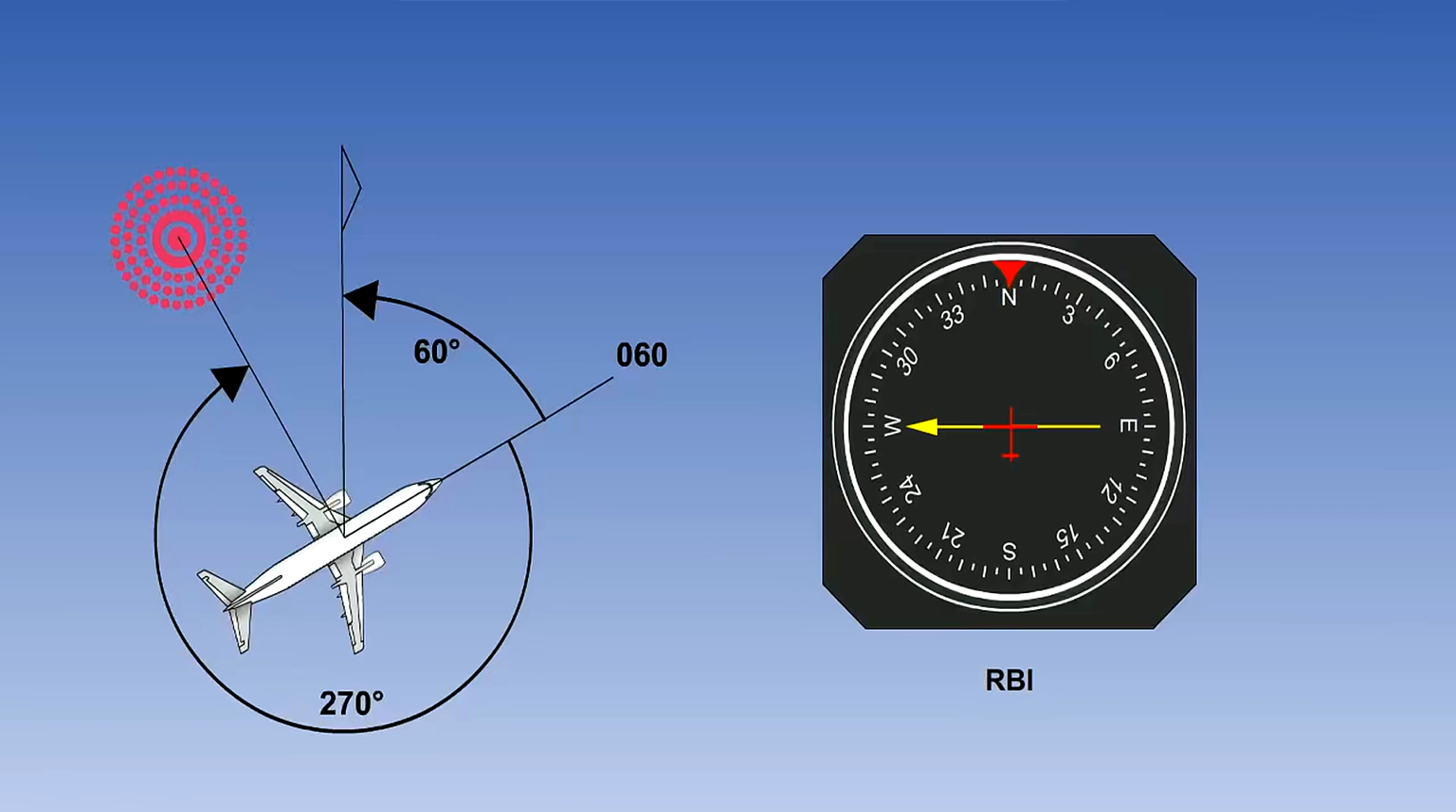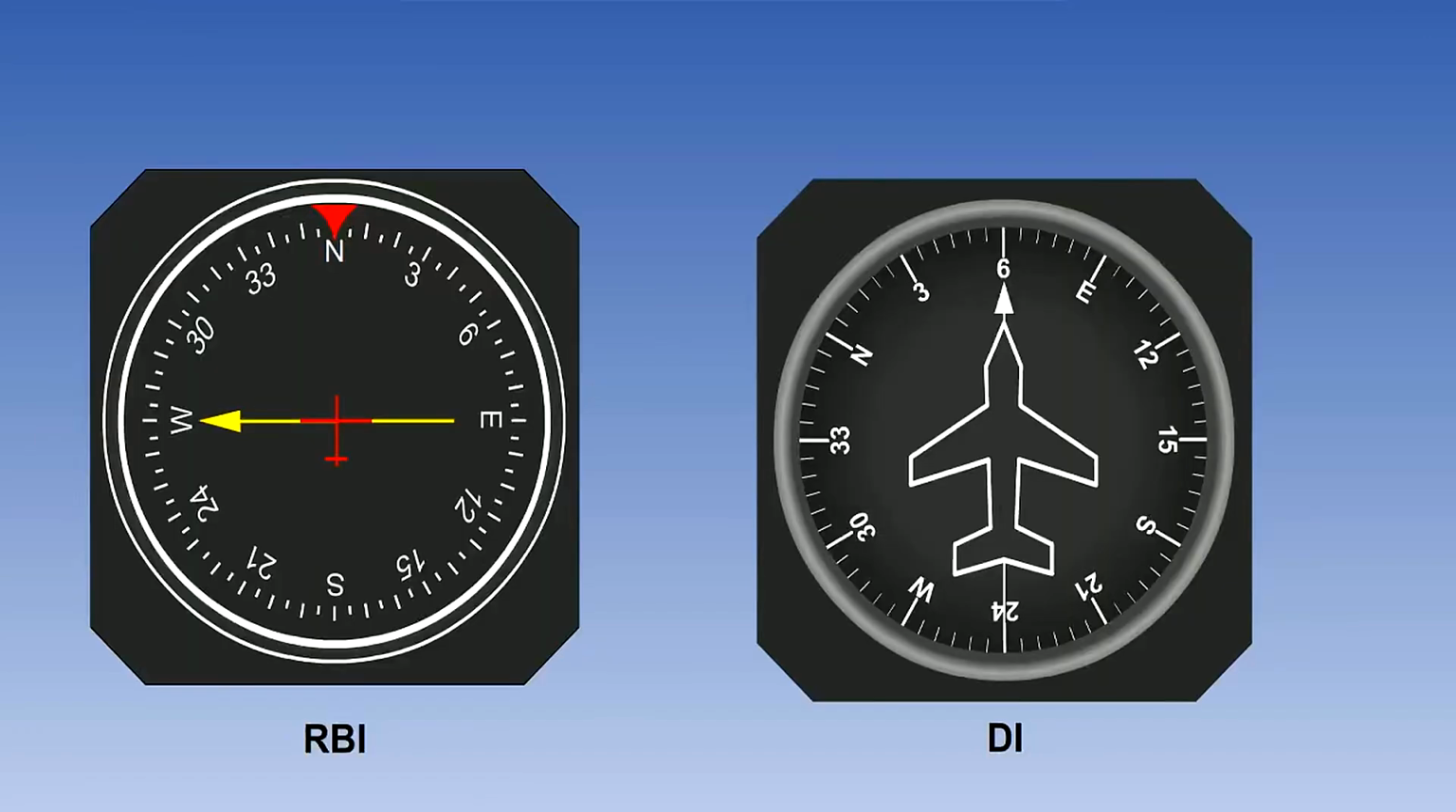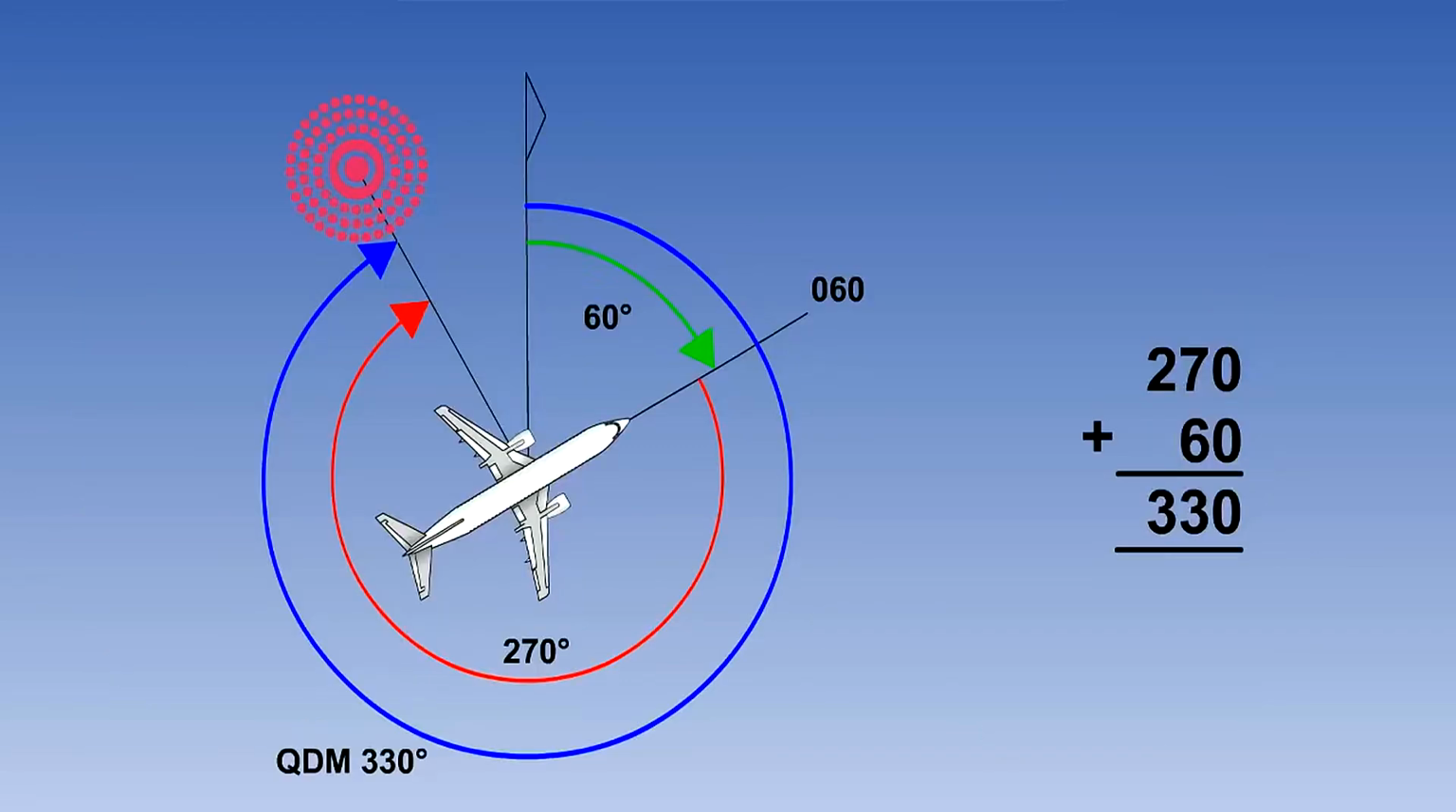The weakness of the RBI is that the pilot has to make a calculation to find what magnetic heading to fly to the NDB. You have to know how to do these simple calculations. Here, we see that the RBI indicates that the NDB to which the aircraft is tuned has a relative bearing of 270 degrees, but is relative to the aircraft's nose. The direction indicator is showing a heading of 060 degrees.